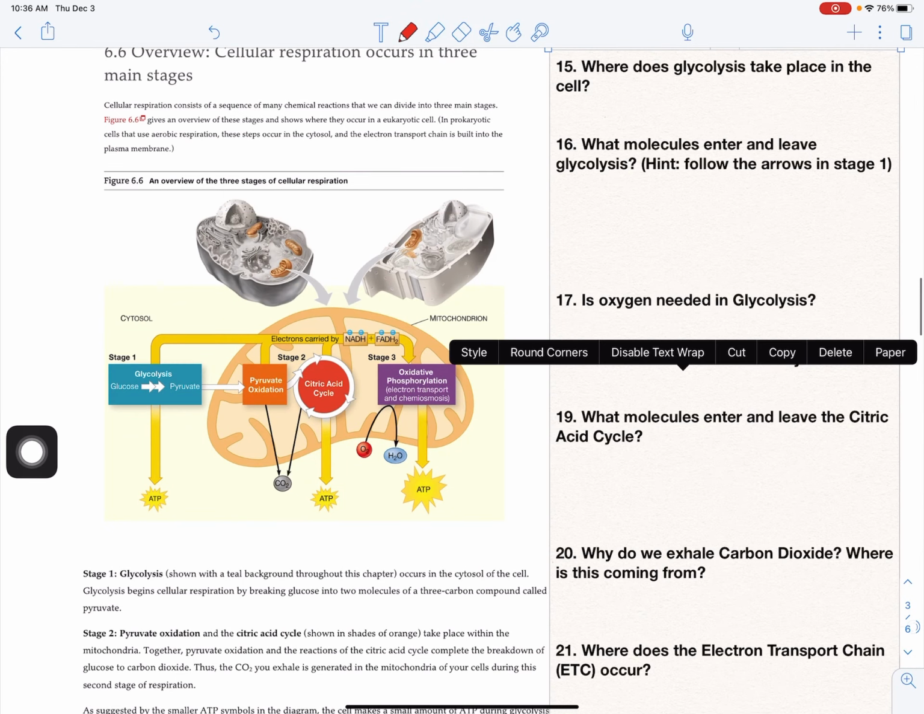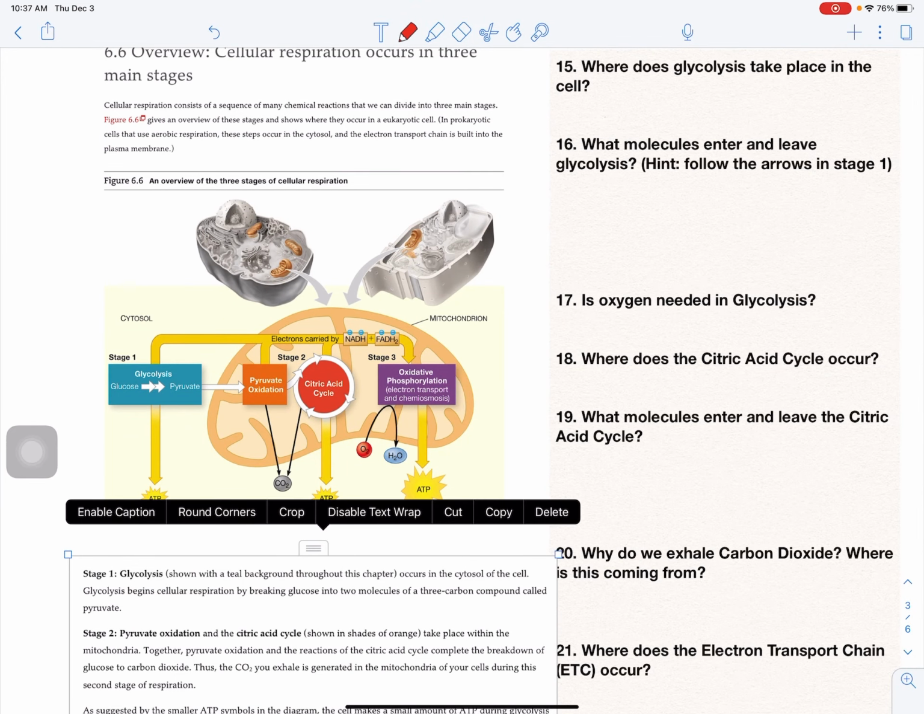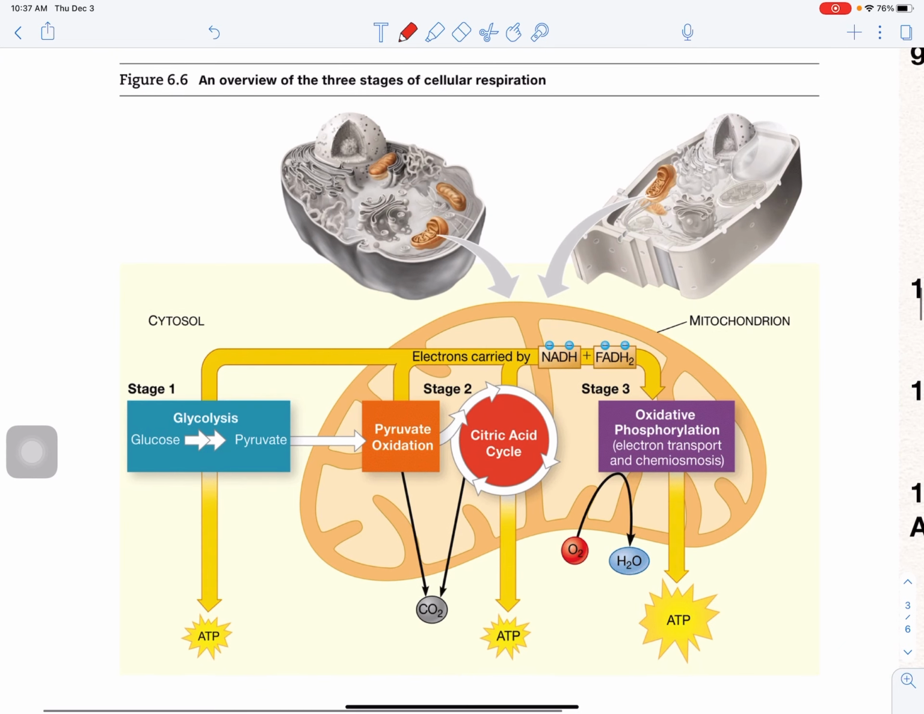Moving on. This picture here shows the 3 stages that occur. Stage 1, 2, and 3 are named glycolysis, citric acid cycle, and this big word, oxidative phosphorylation. Another way of thinking about it is the electron transport. So we're going to go step by step into what goes in and out of each of these 3 phases.